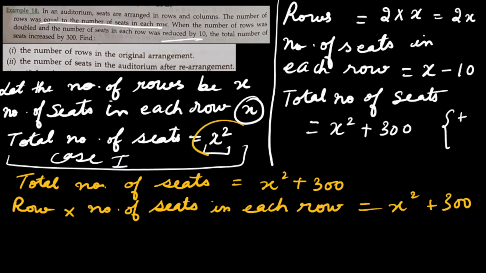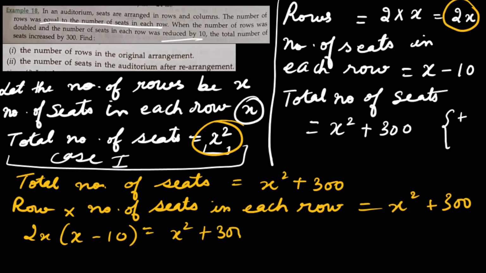So here also is the concept which we applied. Total number of seats we can find by multiplying rows with number of seats in each row. How many rows do I have? I have 2x. So 2x into number of seats per row, which is x minus 10, equals x square plus 300. Now we multiply: 2x into x is 2x square, minus 20x.